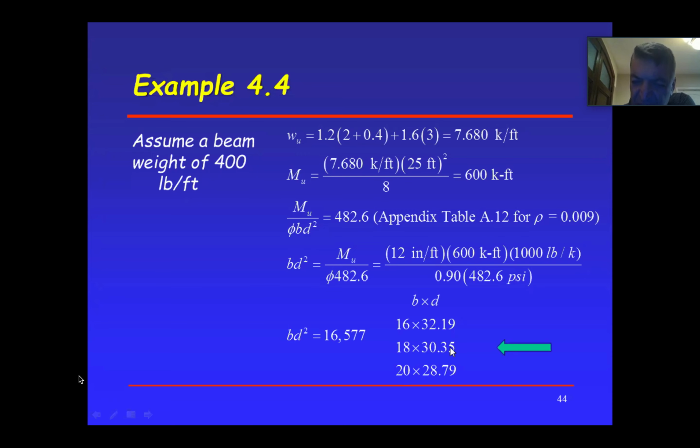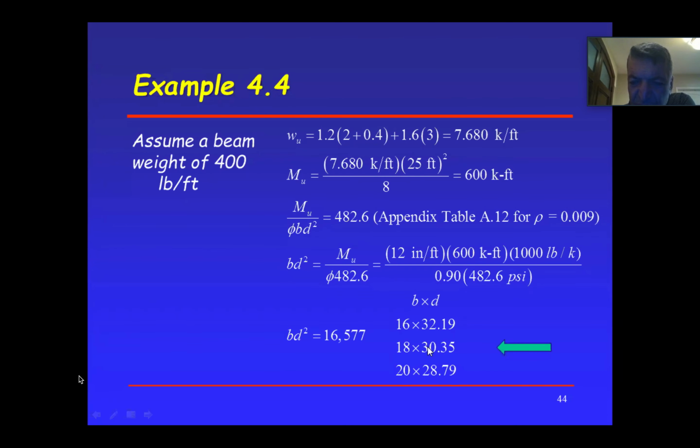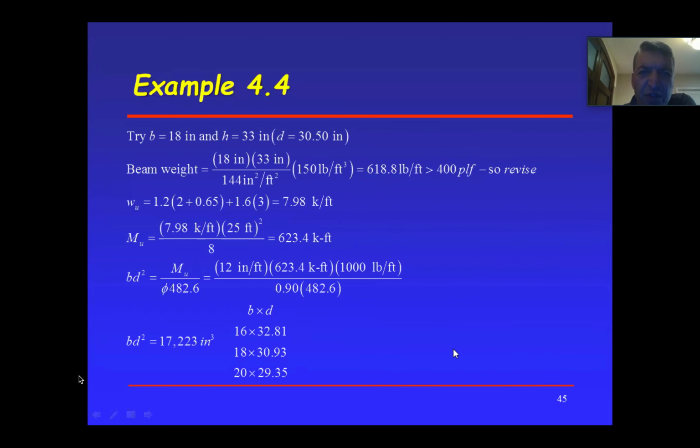Okay, so this is b and this is d. We're going to do d as 30.5. See, instead of 30.35, we're going to say 30.5 for d. So d is 30.5 and then b is 18. To get the total depth for 30.5, I'm going to add 2.5 from the centerline to the bottom. So 2.5 plus this gives me 33. In the previous example, I added 3 because I wanted to get a full inch of that depth.